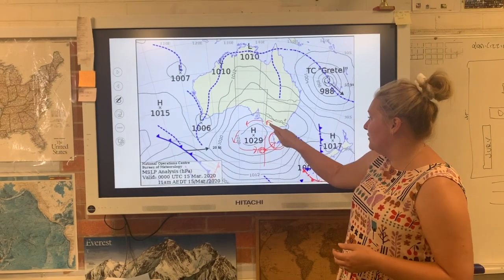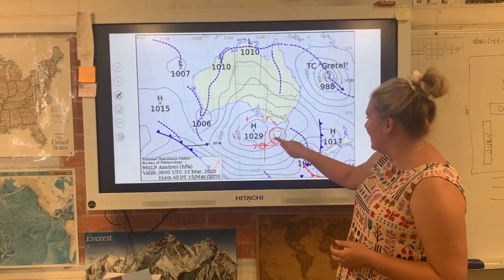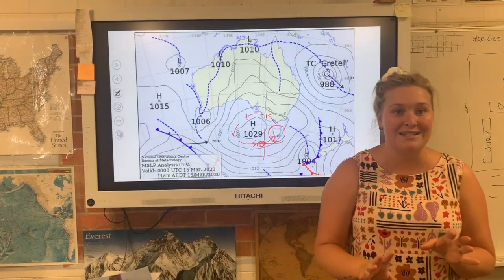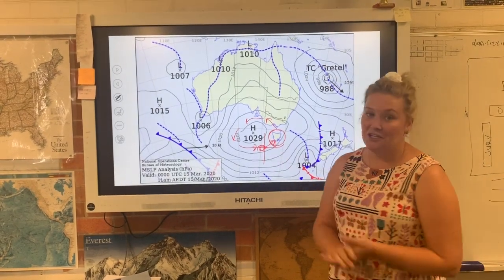So the wind is going to travel around in this direction. It's going to come up from the southeast and hit Tasmania. So it's going to be quite cold winds in Tasmania on this particular day.